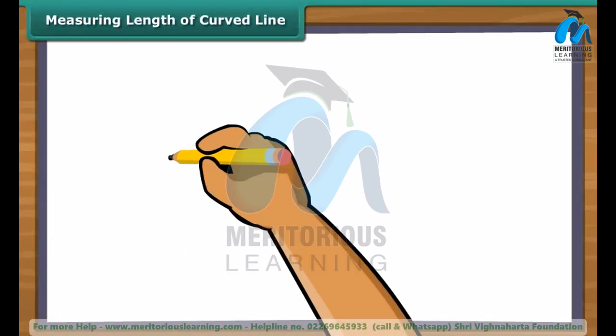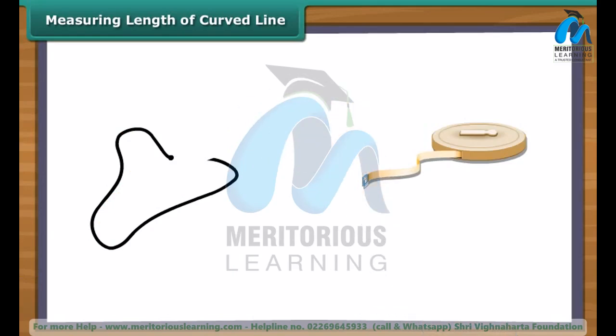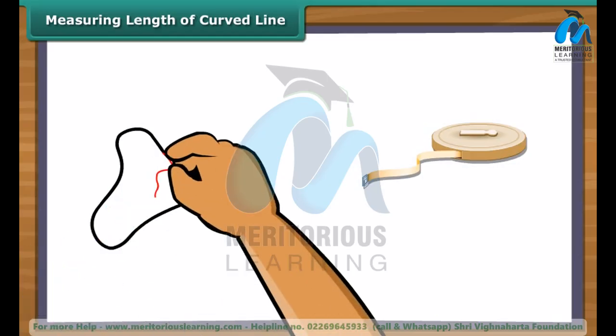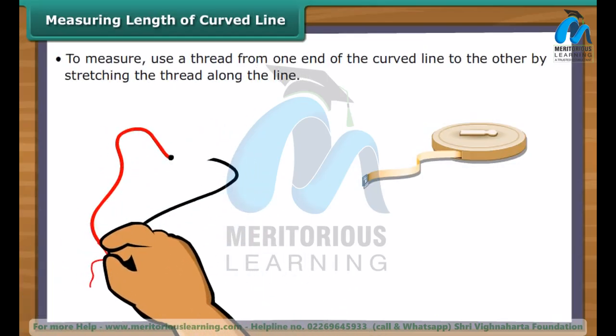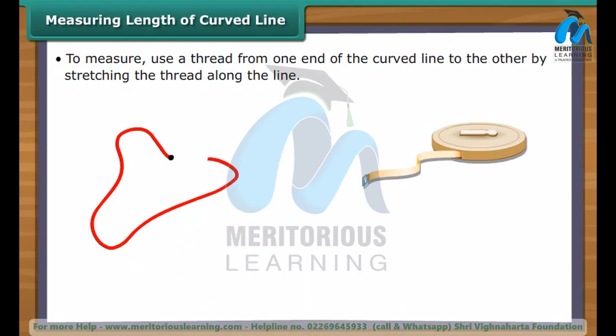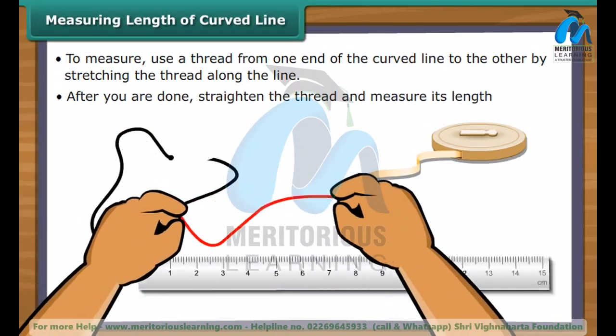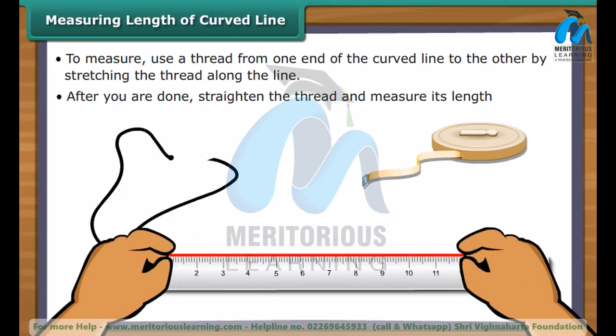Measuring length of curved line. To measure a curved line, the standard measuring tape will not be enough. You will have to use a different mechanism to arrive at the correct length of the curved line. To measure, you will use a thread along the line of the curve. You will use the thread from one end of the curved line to the other end by stretching the thread along the line. After you're done, straighten the thread and measure its length. You will know the length of the curved line accurately.